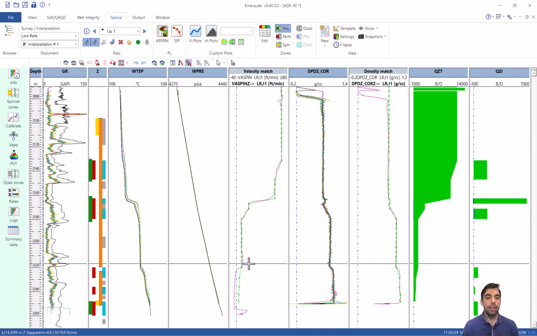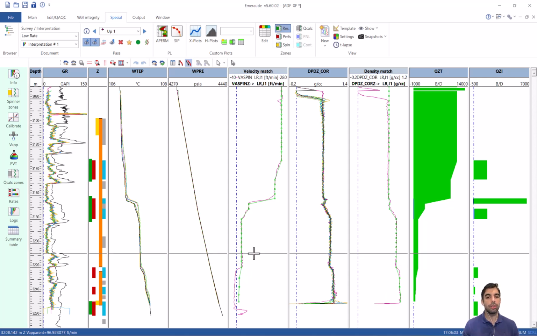Okay, another option to deal with water recirculation is to use temperature modeling. I've done it in a separate video, so I will add the link to that video in the comments.